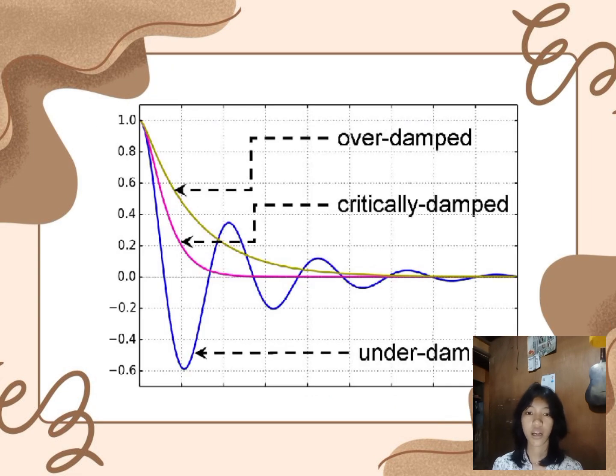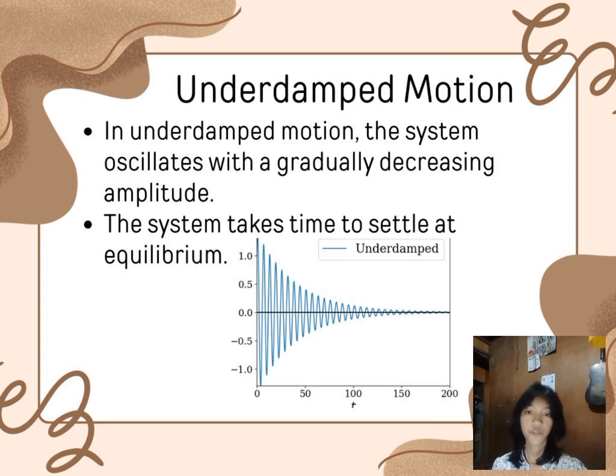So it is said that there are three types of damping motion, and each type creates a unique effect on how quickly and smoothly the system stops moving. The first type of damping motion is the underdamped motion. In underdamped motion, the system oscillates with a gradually decreasing amplitude, and the system takes time to settle at equilibrium. Here the damping is not strong enough to stop the oscillation immediately. The system continues to oscillate but with a gradually decreasing amplitude until it reaches the equilibrium point and stops.